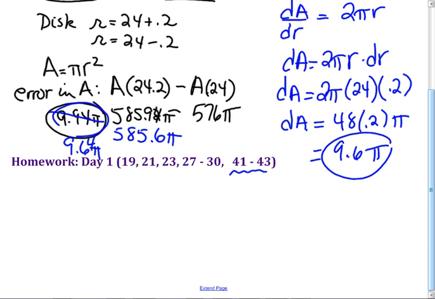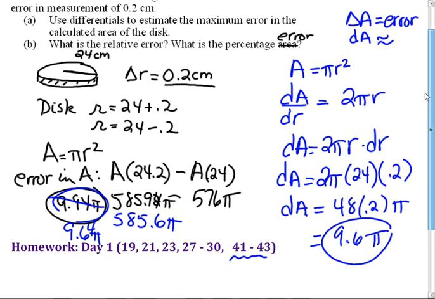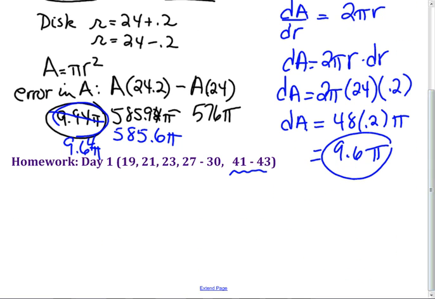Which one of these answers is the relative or the percent error? I haven't done that. This is the approximate error. So how do I find the relative error? I take 9.6 pi and divide by the actual area. So I do the change in the area over the actual area. Am I right, Haley?